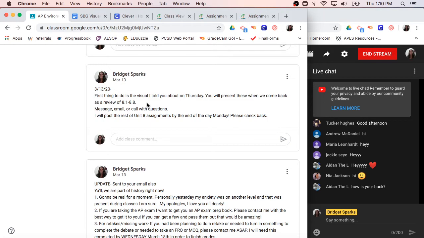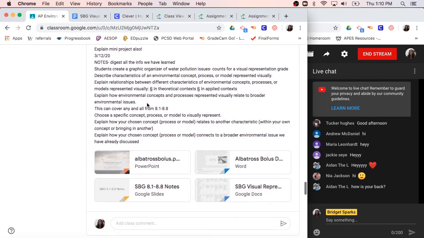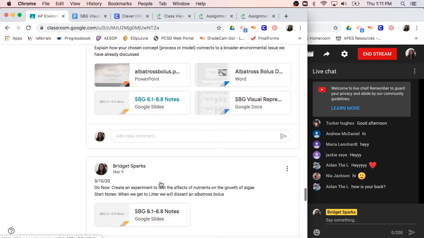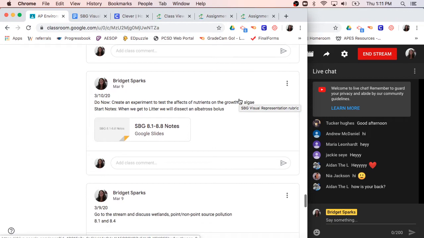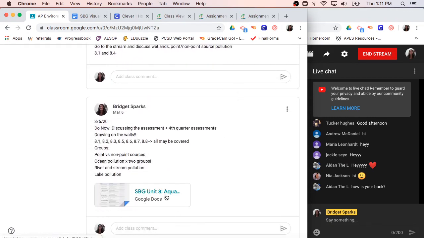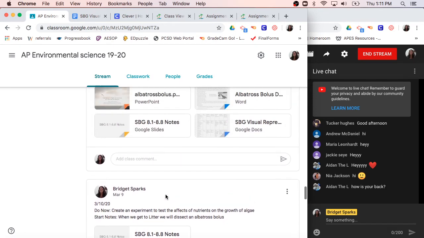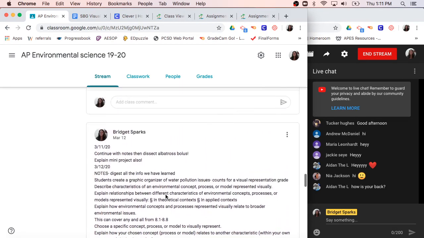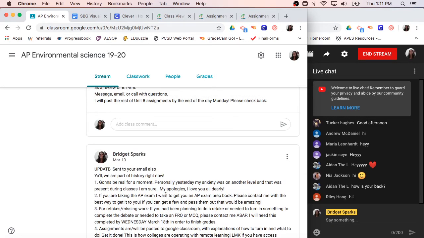Basically, you're taking standards 8.1 to 8.8, which you can find here. All the notes are here. Here's the rubric for the visual representation, and all of the standards would be down here for Unit 8. So you guys can always go back through. Everything is in order. But the basic thing for the visual, you're going to pick one of those topics and visually represent it, and then there are 2 other parts. You're linking it to something else within it.